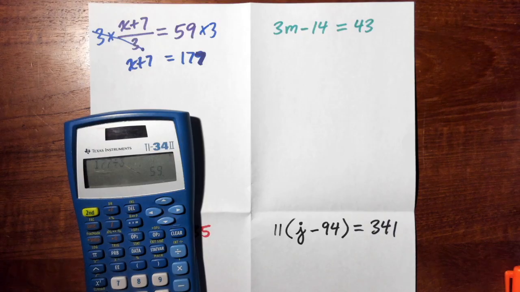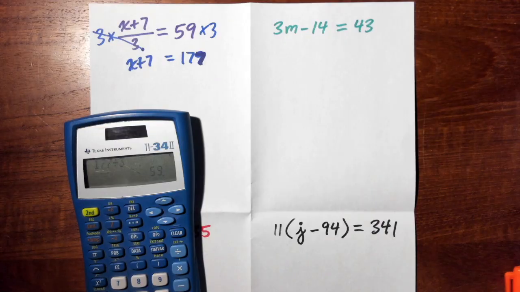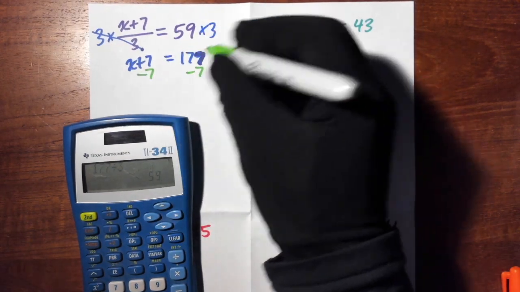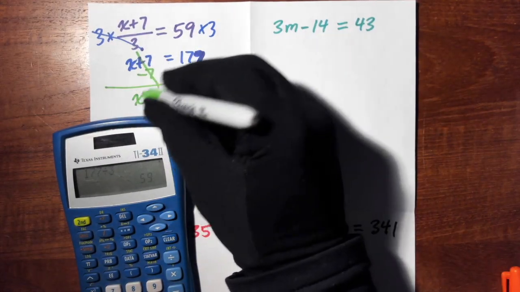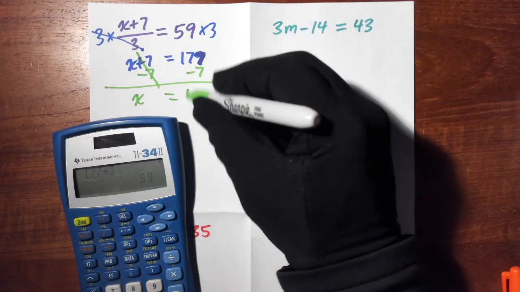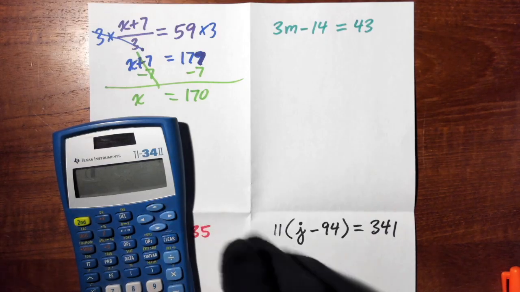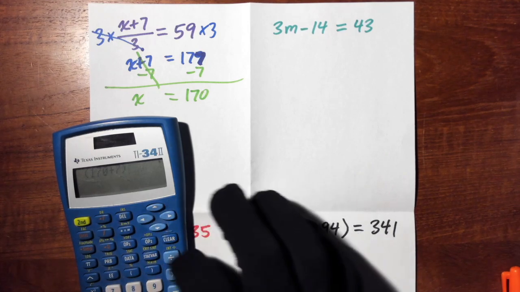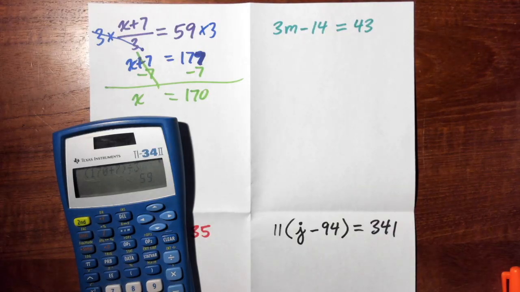Okay, now strip away plus 7. The opposite of plus 7 is minus 7. Plus 7 and minus 7 cancel. We're left with x equals 170. I can check that my answer actually works. In the original equation, 170 plus 7 divided by 3 should give me 59.